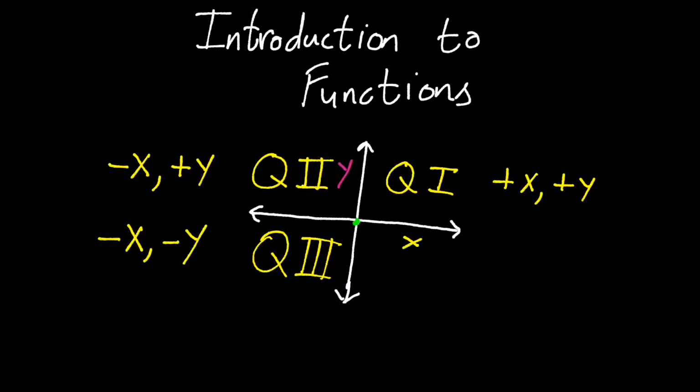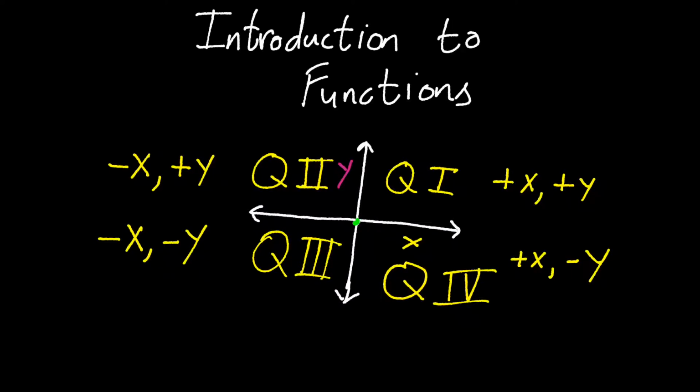And lastly, as we continue all the way around counterclockwise, going from quadrant 1 to quadrant 2 to quadrant 3, you guessed it, now we are in quadrant 4. So Q with a Roman numeral 4. And here, our x values have turned positive again. They are going to the right. But our y values are still heading down. So our y values are still negative. So in quadrant 4, we say we have positive x values and negative y values.